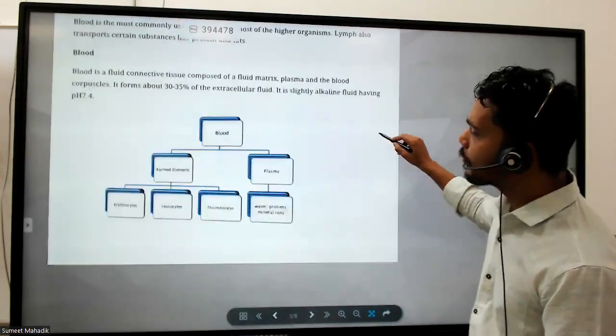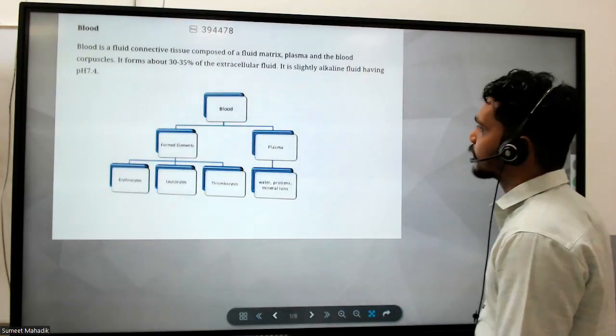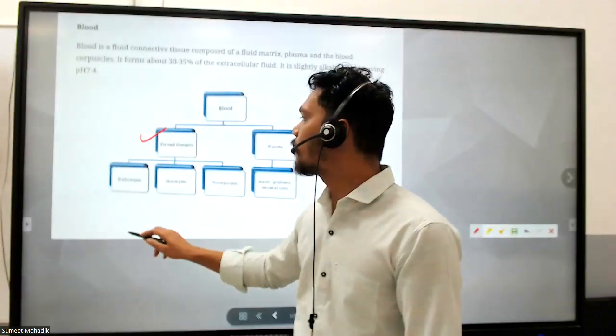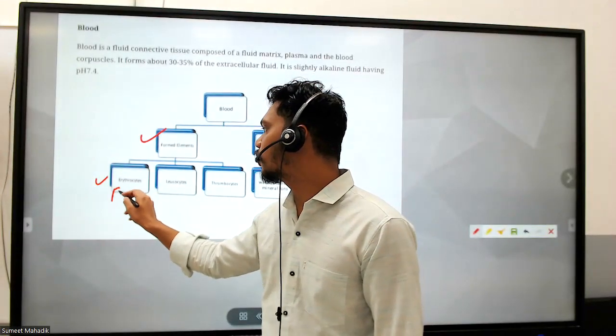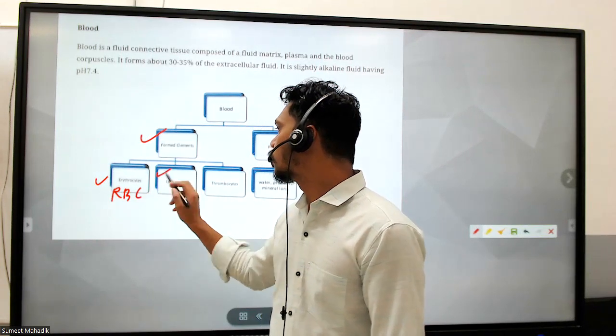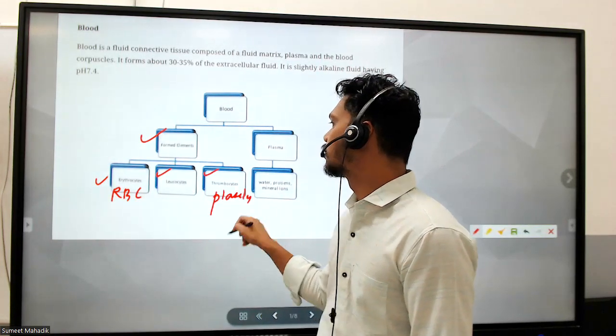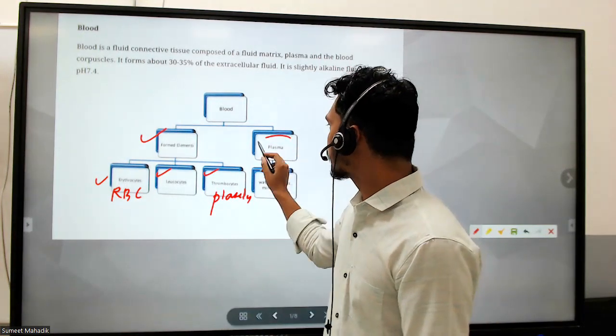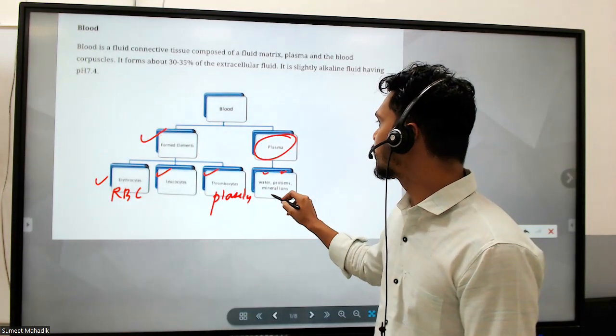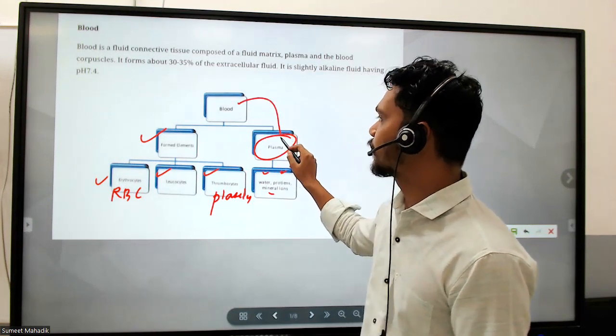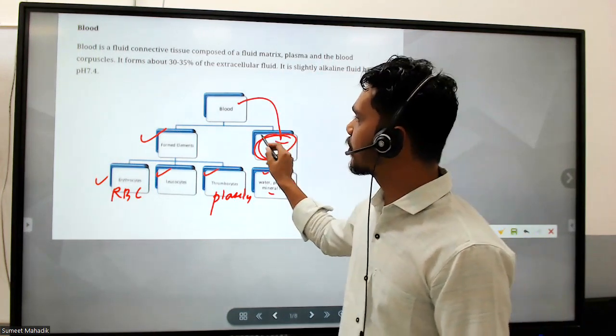Now, blood is composed of how many things? Let's see. First, formed elements: erythrocytes, which are your RBC, leukocytes, and thrombocytes, your platelets. Okay. Now, in plasma, there is water, protein, and minerals. Can I say that blood is mostly plasma? And inside the plasma, there are formed elements.